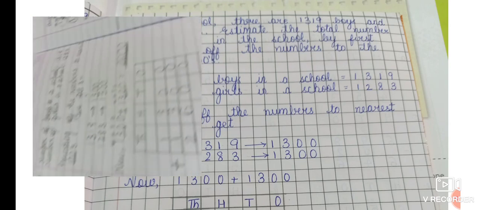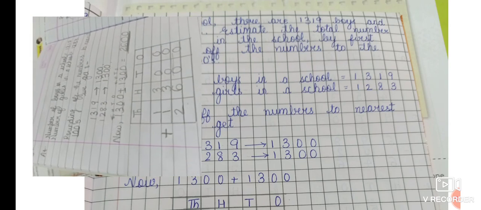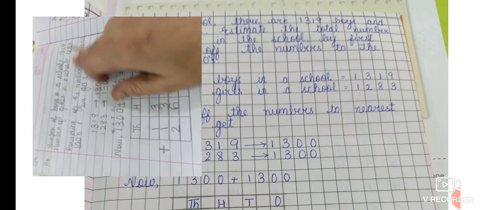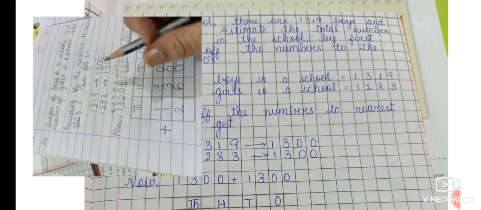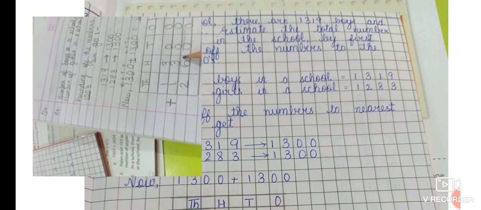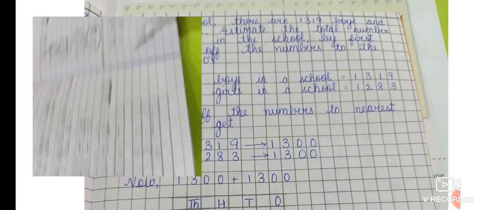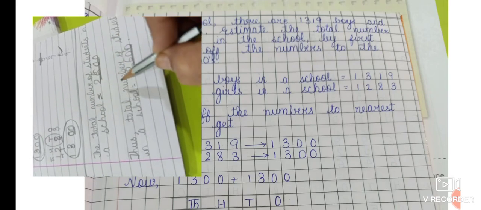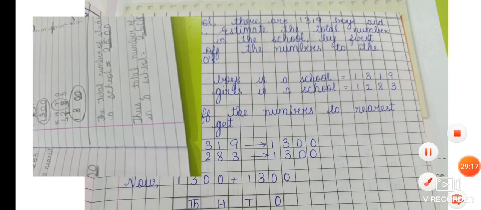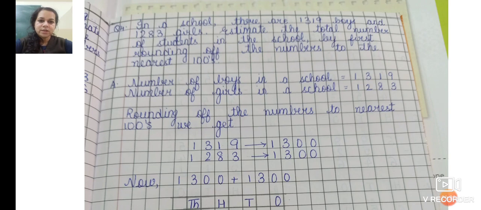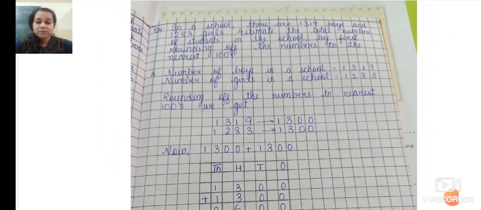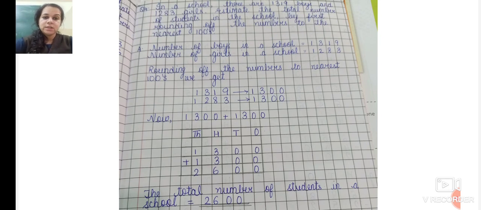So this is the way you are going to solve the sum. First you will write the sentence of the word problem. Then you will round off the numbers. Then you will add, arranging in columns. Then in the end you will write the sentence. Students, you can also copy down the sum from the CW, but if you try to solve with me, it is very good, because you will be able to understand it more clearly.